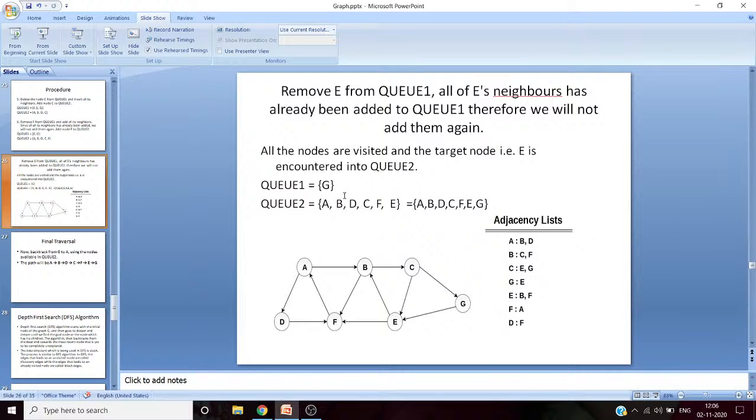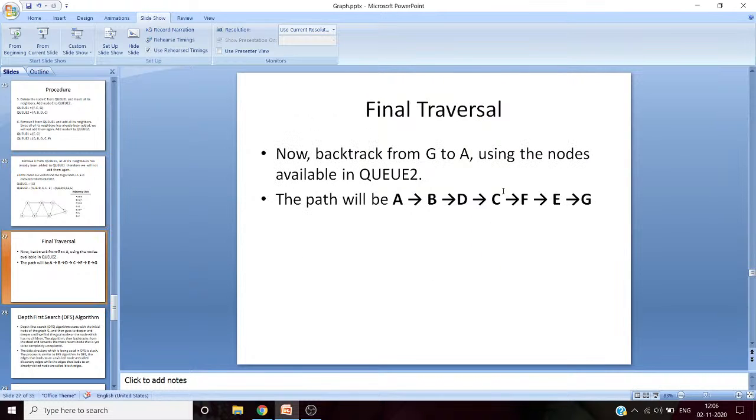So we started with Q2 null and Q1 containing the nodes. Now when we have ended, Q1 is null and Q2 is containing all the nodes. That means all the nodes have been processed and the sequence is A, B, D, C, F, E, G. This is our breadth first search sequence. Clear? This is our final output. This is how breadth first search is done.